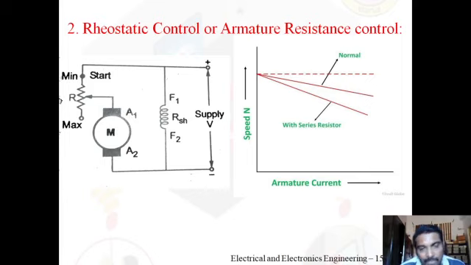So like this, we can establish the speed control of a DC shunt motor with the armature resistance method, or by including the resistance in series with the armature.